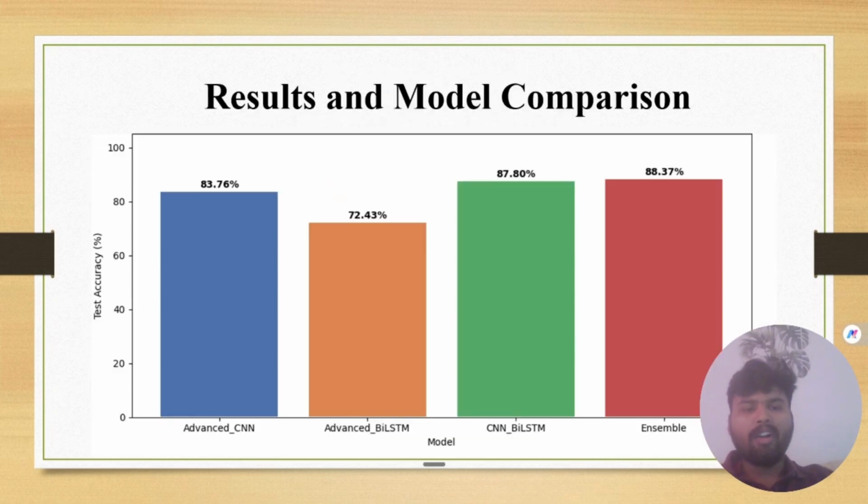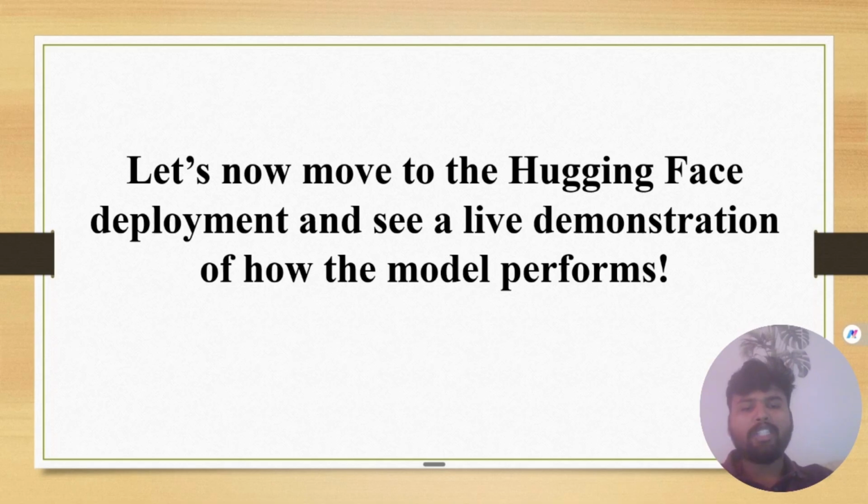Here are the three models I trained. I get an average accuracy in advanced CNN, which is 83.76. The advanced BiLSTM is getting less accuracy compared to the other two models, at 72.43, and the highest and best performer is CNN with BiLSTM, which got 87.80. Let's move into the Hugging Face deployment, and we can see a live demonstration of how the model is going to perform.